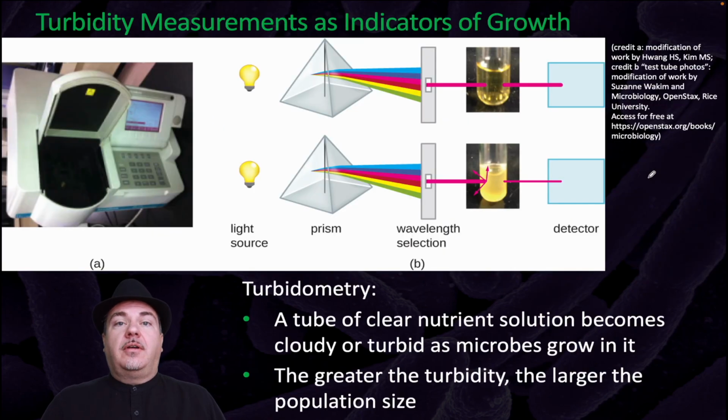What are other methods of measuring bacterial growth? Well, another method is measuring the turbidity of the media that the bacteria are growing in. So you take something like a spectrophotometer, which passes certain light waves through your sample, and then it detects how many of those light waves were able to pass through the sample. If you have media where no bacteria are growing, more of the light waves can pass through. If you have media where bacteria has been growing, some of them deflect or refract those light waves so they can't pass through. So a tube of clear nutrient media solution becomes cloudy or turbid as microbes grow in it. The greater the turbidity, the larger the population size.